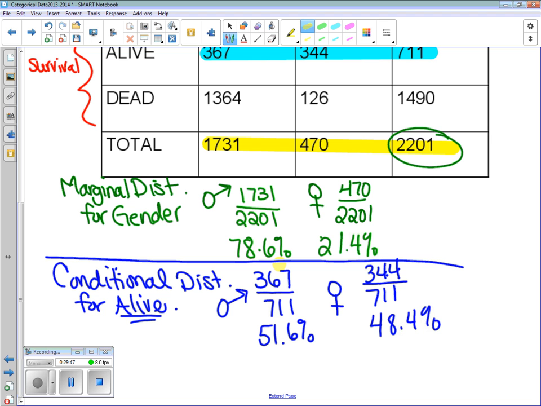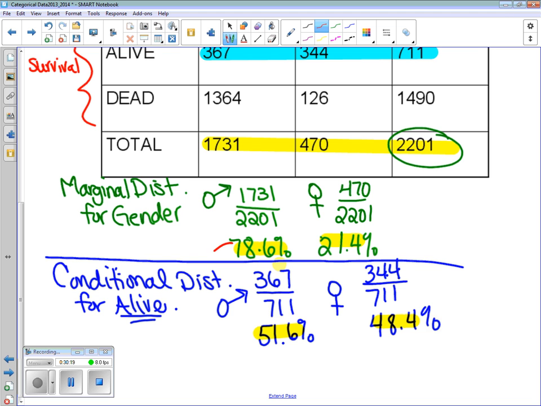So because these numbers are different from each other, okay? And what am I comparing? Males to males, females to females. I am comparing 78.6 to 51.6. I am comparing 21.4 to 48.4. Because these are so different, we can say they're not independent. That's important, okay? So I'm going to say that again.